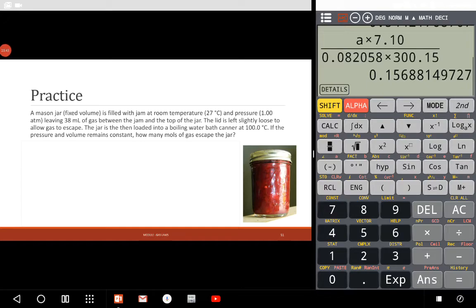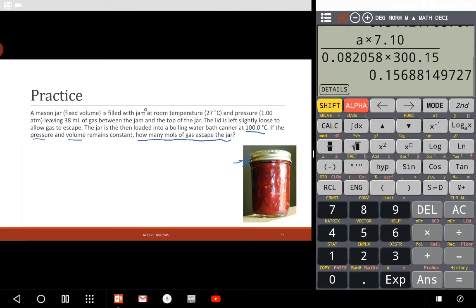Here's another practice problem for you. It reads, a mason jar with fixed volume is filled with jam at room temperature of 27 degrees Celsius and a pressure of 1 atmosphere, leaving 38 milliliters of gas in this region that's known as the headspace of the jar, between the jam and the top of the jar. The lid is left slightly loose to allow gas to escape. The jar is then loaded into a boiling water bath canner at 100 degrees Celsius. And if the pressure and the volume remains constant, how many moles of gas escape the jar?